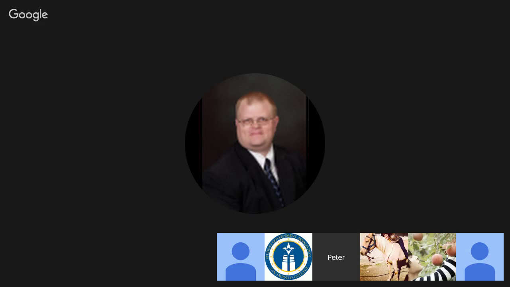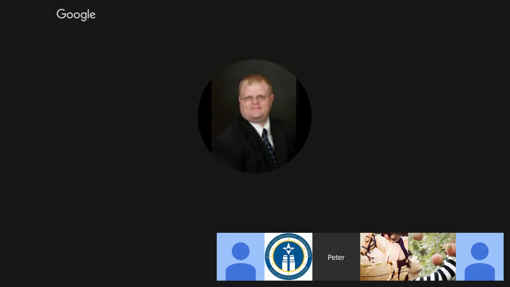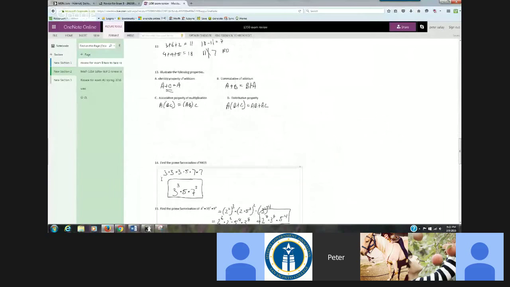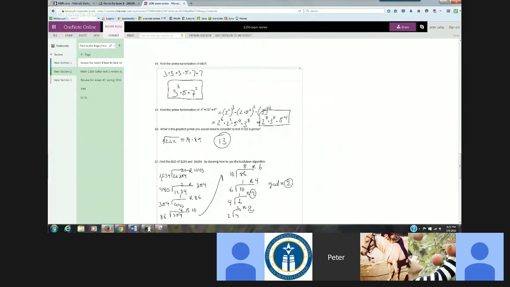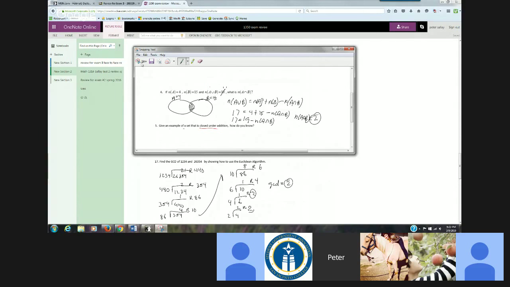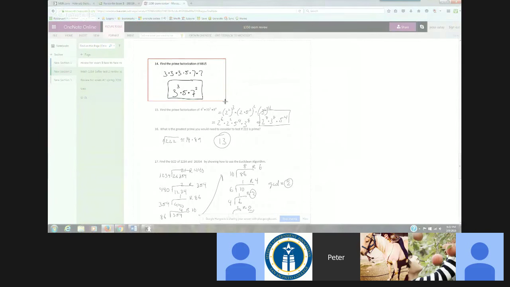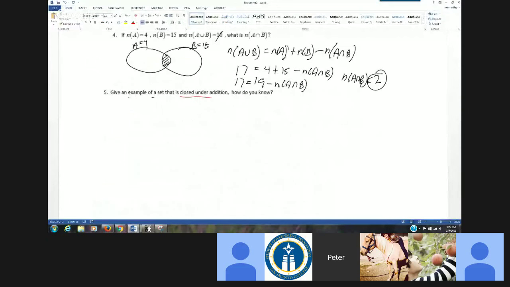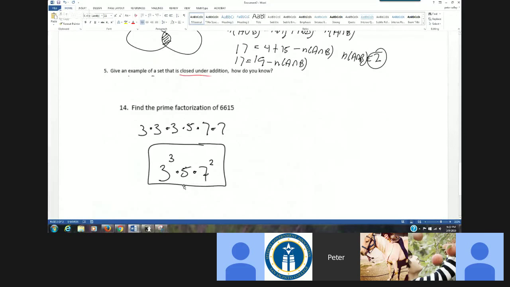Let me jump over to 14 and 18 so I can see exactly what you're talking about. Oh, okay. Yeah, 14, I leave very open-ended. Let me make that one bigger so you guys can see it. So with number 14, I don't really specify how you do the prime factorization. The question is, give me the prime factorization. So if you want to do a tree diagram with that one, then you're more than welcome to.